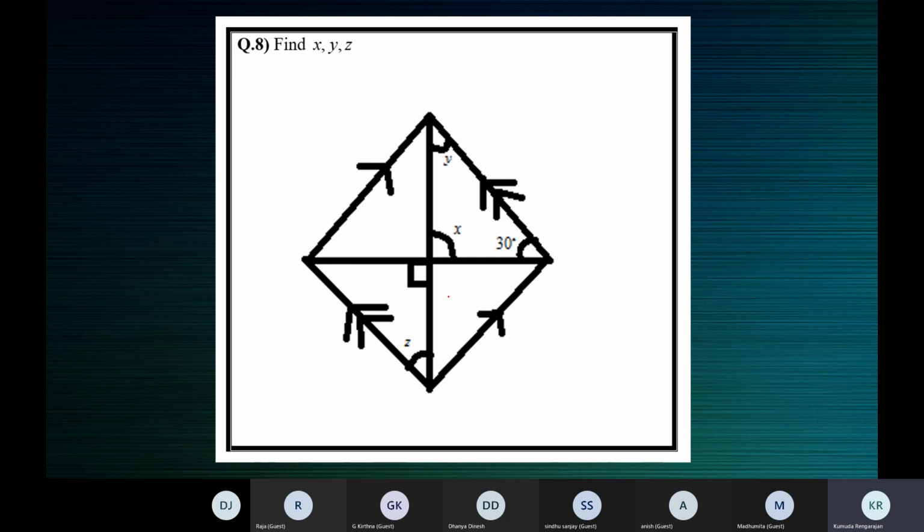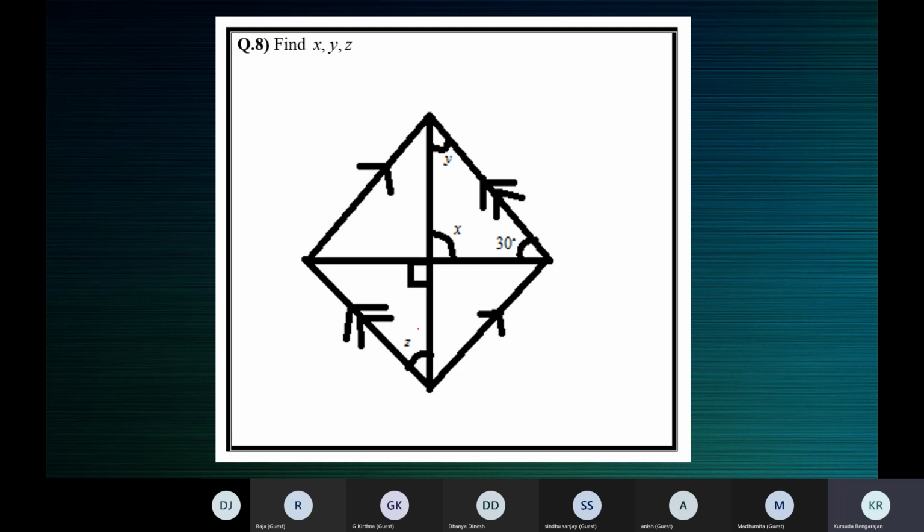Now you will wonder, how do you know that the diagonals bisect each other? Because it's a parallelogram. Opposite sides are parallel. It is a parallelogram, and if it is a parallelogram, we know that the diagonals bisect each other, and at right angles because you can see it's marked here.